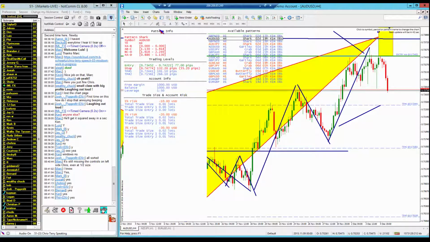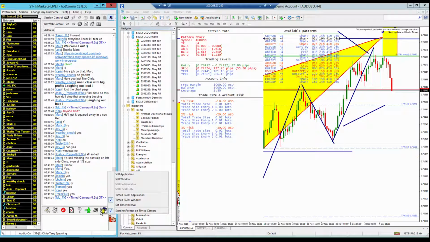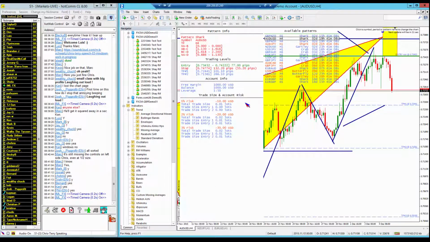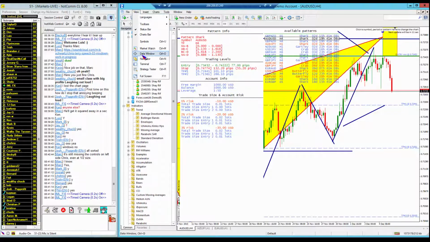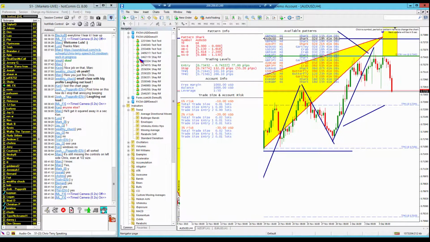So what we're going to do is go to View, then Navigator. I have to fix something a little bit with the live room. Okay. View Navigator. From there, it's going to open up this whole box.